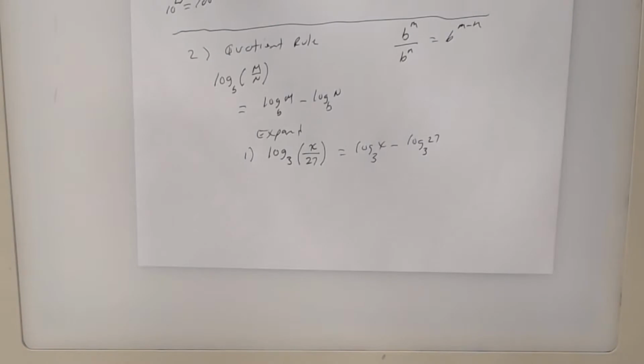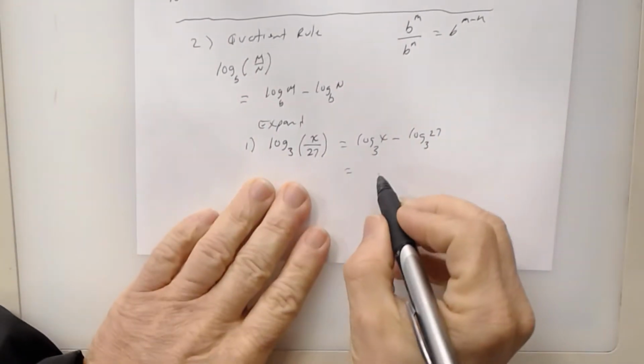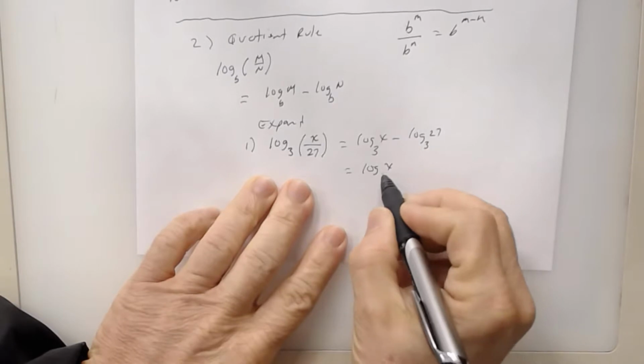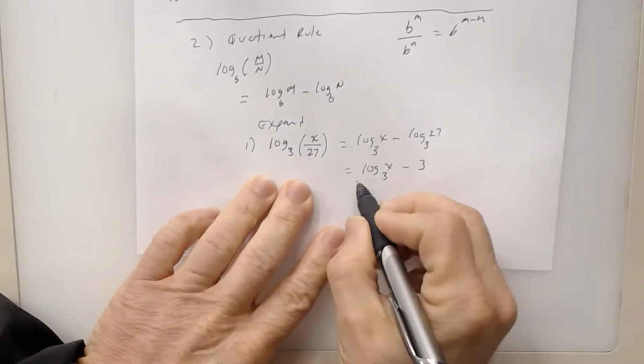And then you ask yourself, can I simplify any of those terms? Yes. Based on what we did yesterday, for that second one, you can ask yourself, 3 to what power is 27? 3 to the third power is 27. So the answer is going to be the log of x base 3 minus 3.